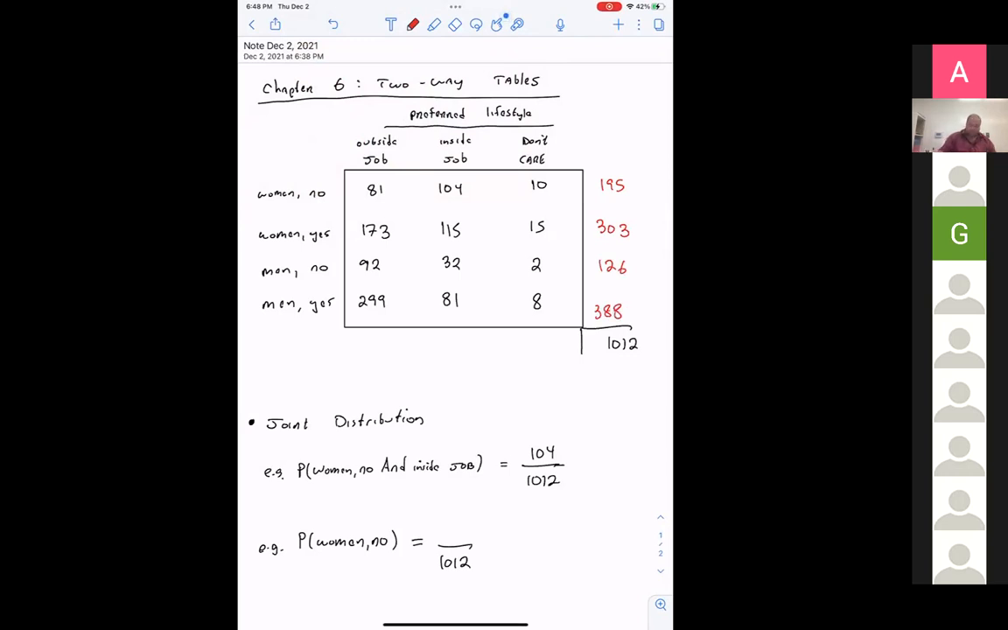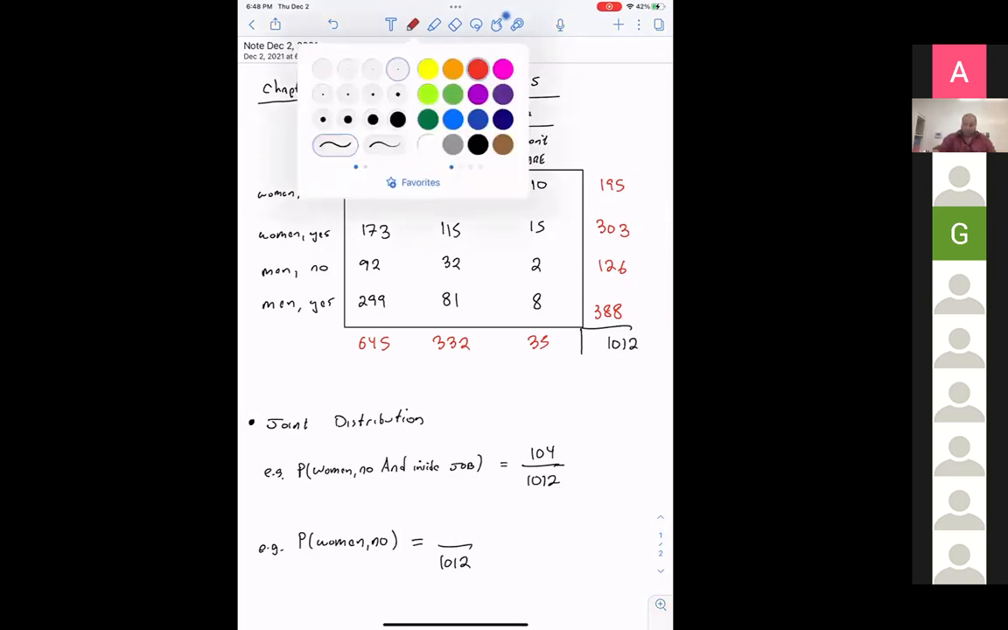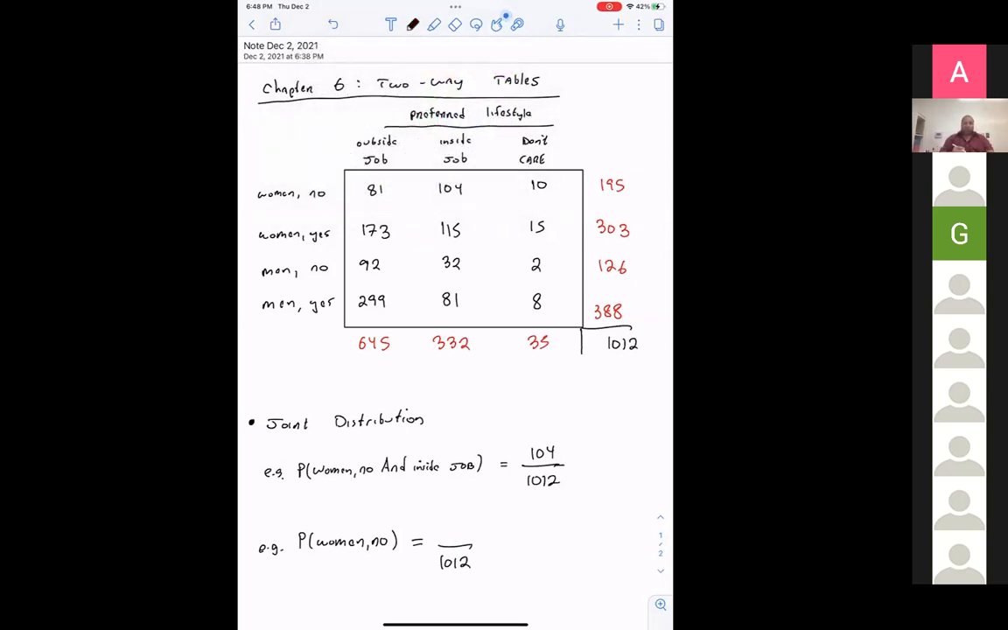Of course, I could have computed them without a calculator. I could just add them together, but it's easier when they're given to you. And therefore, what is the probability that I pick at random a woman with no college education in this study?